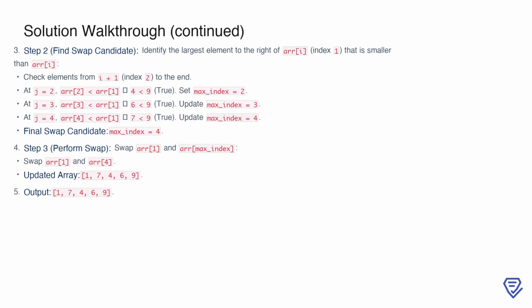After examining all elements, max_index is finalized as 4. We then swap arr[1] with arr[4], resulting in the updated array 1, 7, 4, 6, 9. This is now the largest permutation smaller than the input. The output for this example is 1, 7, 4, 6, 9.